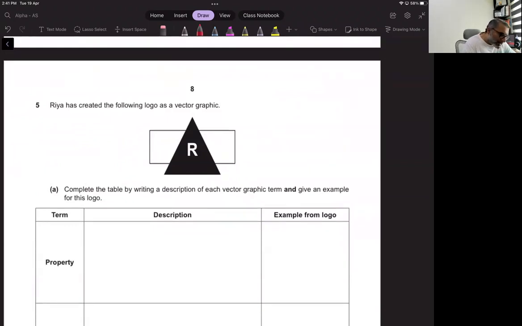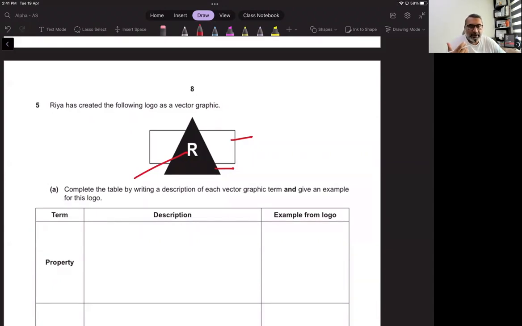Okay, Ria has created the following logo as a vector graphic. So there will be a separate command for this, a separate command for this, a separate command for this. All right, so these commands are called what? Drawing list. In vector graphics, every single shape is made against a textual command. That is called what? Drawing list.